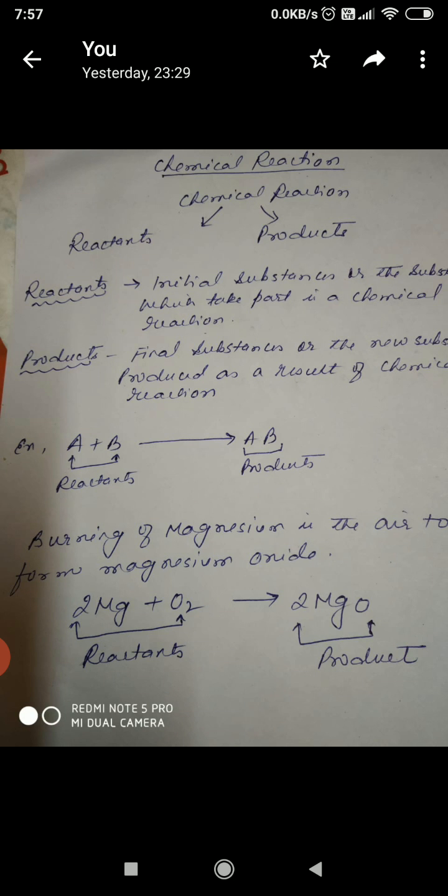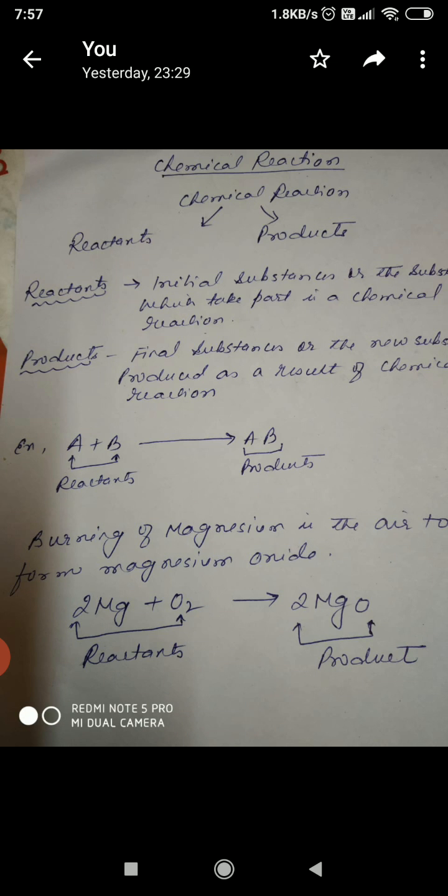So we can represent chemical changes with the help of a chemical reaction. To represent a chemical reaction, we require two things. First is reactants and second is products. So what are reactants? Reactants means the initial substances or the original substances. How can we define reactants? Initial substances are the substances which take part in a chemical reaction. And what are products? That means the final substances or the new substances produced as a result of a chemical reaction.